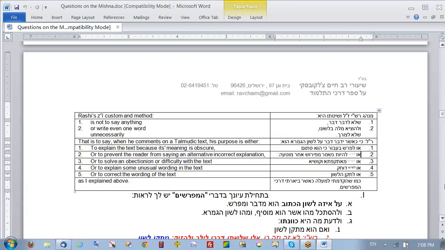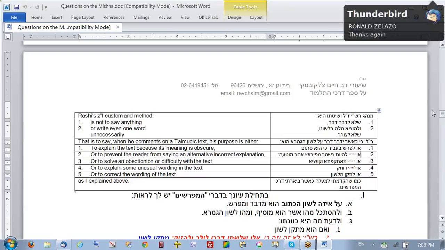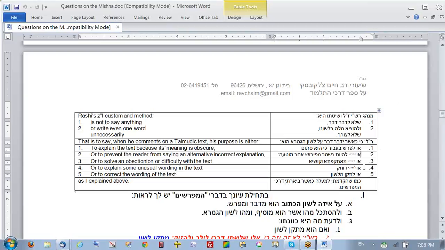So he always has to comment when your simple common sense understanding of the language would lead you to explain the text in an improper way. So in order to eliminate that possibility, he has to say his perish. That's called Nishma mi peresh acher. Okay. Now, next thing.